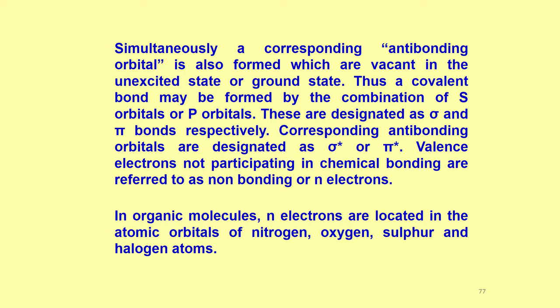So, a covalent bond may be formed by the combination of s orbitals or p orbitals, because most of the electrons are contained in s orbitals or p orbitals. The s and s orbitals of two hydrogen atoms combine to give you a molecular orbital, a sigma bond. S and p orbitals will give you a sigma bond, and p and p orbitals will give you a pi bond.